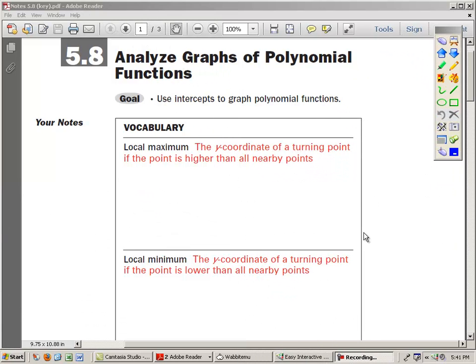Hi guys, welcome back to the final installment of Chapter 5. Chapter 5, we're going to be talking about the tail end here. We're looking at analyzing graphs of polynomial functions.